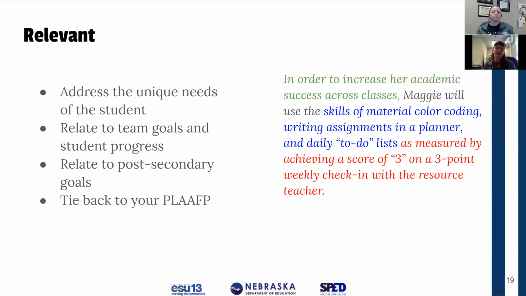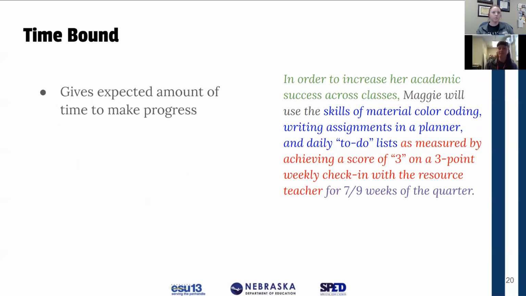Relevant, addresses the unique needs of each individual student, relates to the team goals and student progress, relates to post-secondary goals, and it ties back to your page 3. And this we would want to add, as measured by achieving a score of 3 on a 3-point weekly check-in with the resource teacher. And time bound, gives expected amount of time to make the progress. So you would want to add to that for 7 to 9 weeks of the quarter.